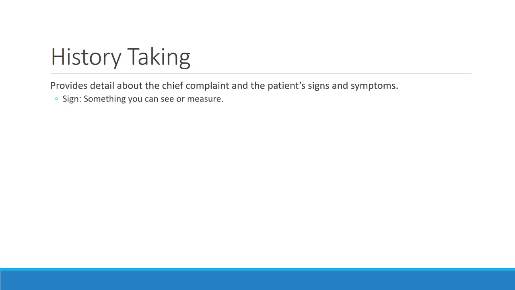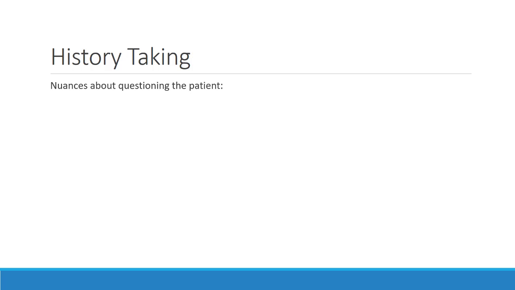Remember, a sign is something that you can see or measure. A symptom is anything the patient tells you that is very subjective or that you cannot see, such as pain, for example. There are some nuances about the questioning of the patient.